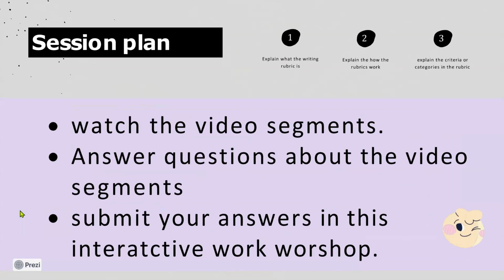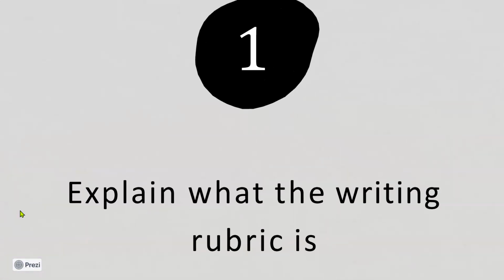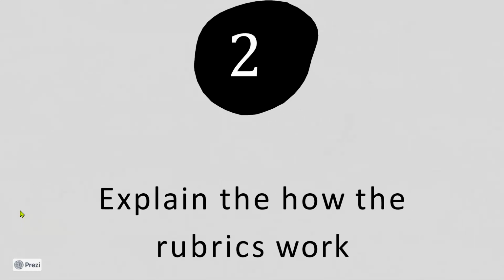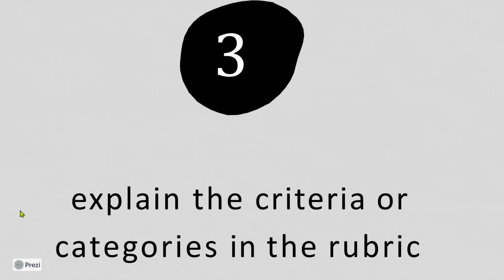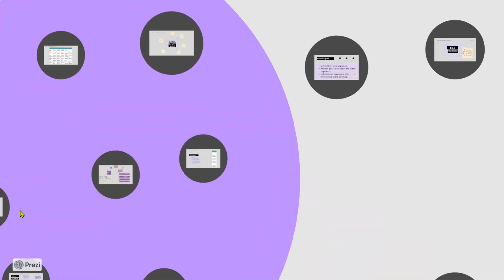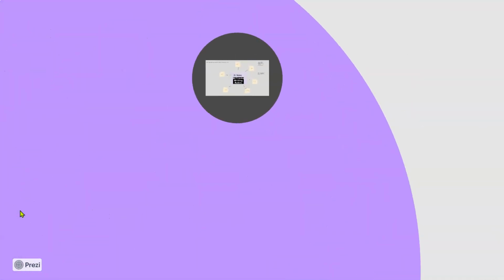So let's make a start. In this session, we are going to be watching these video segments. We have some questions attached with this video, and we hope that you will submit your answers in an interactive workshop worksheet. The first thing we're going to do is explain what the writing rubric is. Then we're going to explain how the writing rubric works, and then the criteria and the categories for the rubric. And finally, we're going to be working through some examples using it.